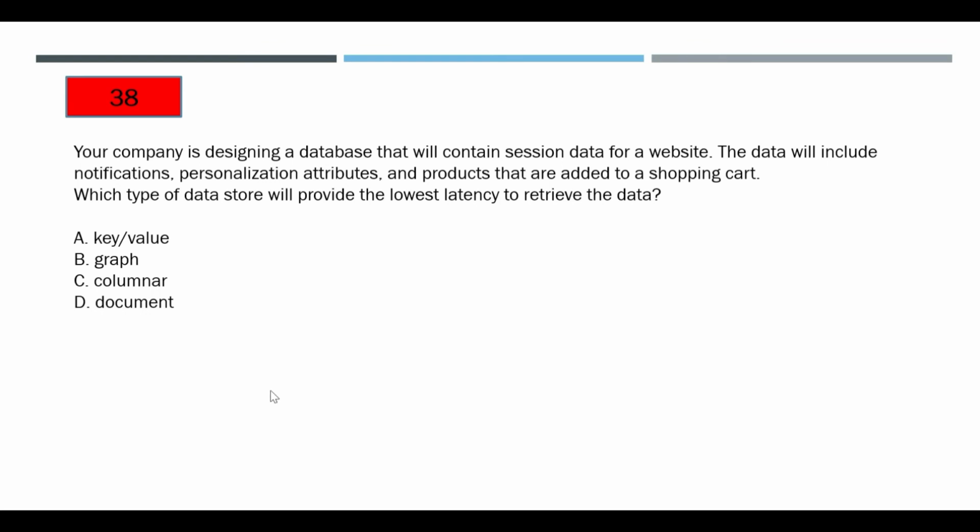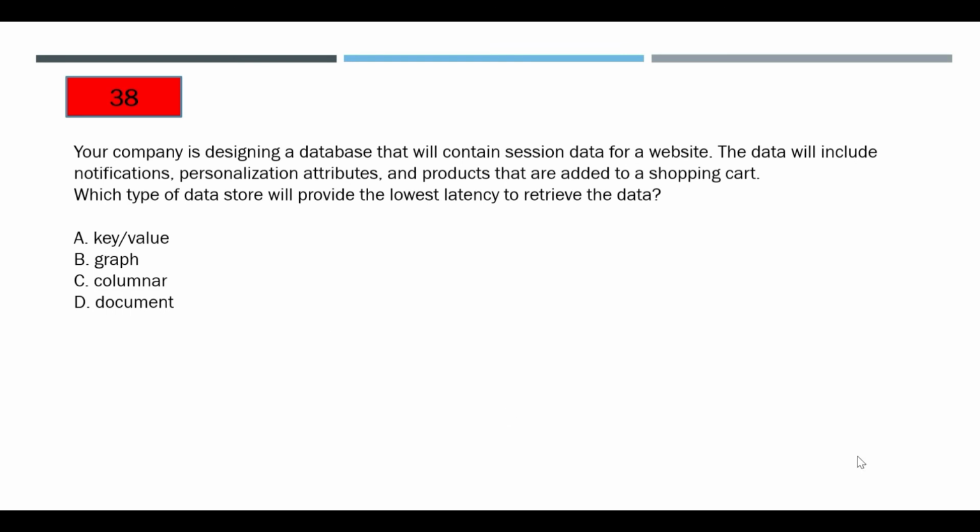So option D is useful if you have schemaless databases and the requirement has flexibility about the number of fields being entered. So here we do not have that flexibility. There is a straight-cut requirement that the data will include notifications, personalization, attributes, and products. So we are very clear of the number of fields that are needed on these databases. So we'll strike off D, and option A, which is a key value store.